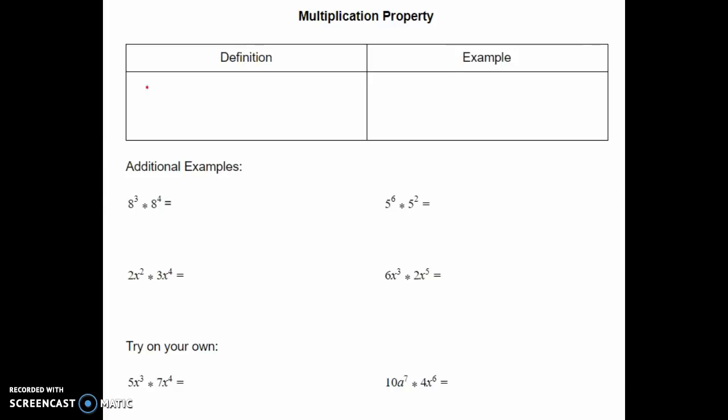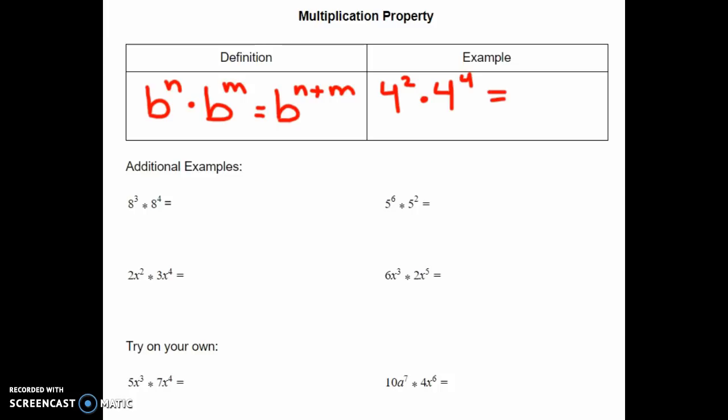Now, the multiplication property says that if we have the same exact base in two problems, so notice here I used b as my base, and I used n and m as my exponents. Now, if we have the same exact base, when we're multiplying exponents, we can actually add those exponents together to simplify it. Now, I'm going to show you an example over here. Let's say we have 4 to the second power times 4 to the fourth power.